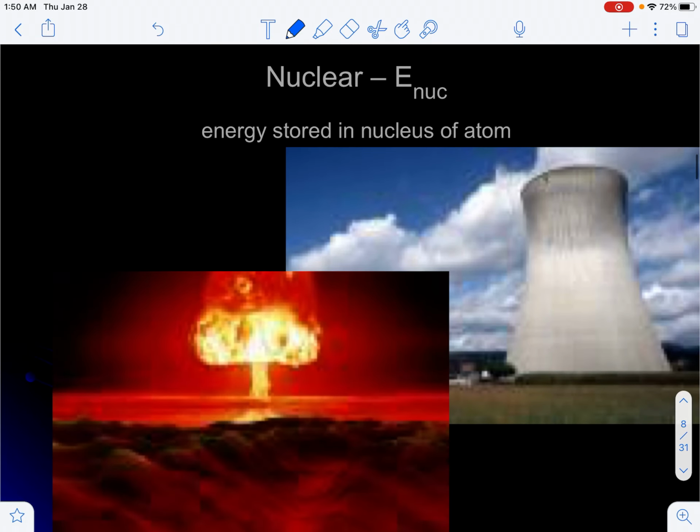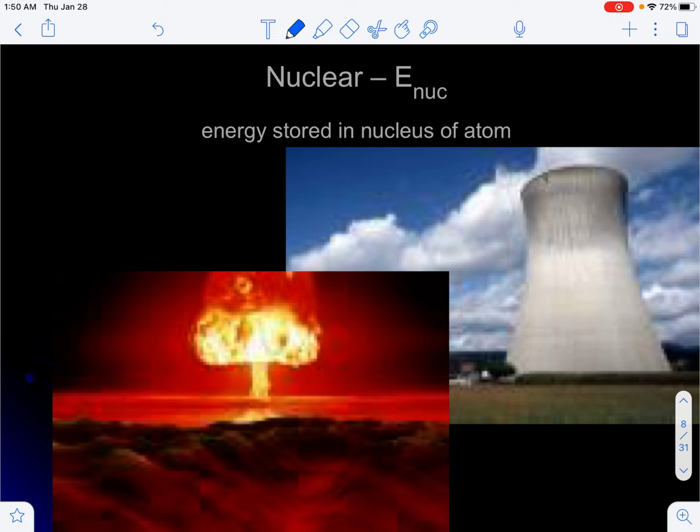Nuclear energy is another type of potential energy. It's energy that is stored within the nucleus of an atom. This is one of the strongest energies, right? If you think about the two types of nuclear reactions that are out there, the fission and the fusion reactions, both of them extremely, extremely powerful, right? Think about what happens when we split an atom, right? We split an atom and we get nuclear power plants, we get atomic bombs, we get things like that.